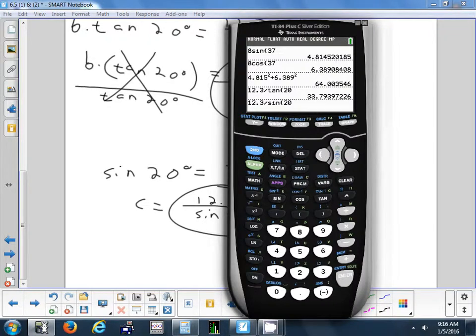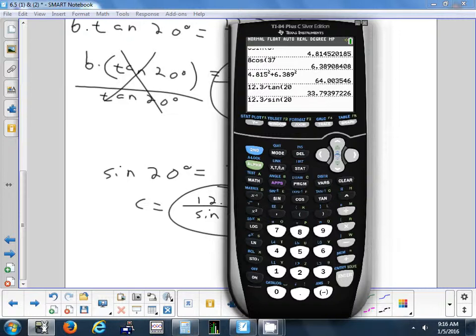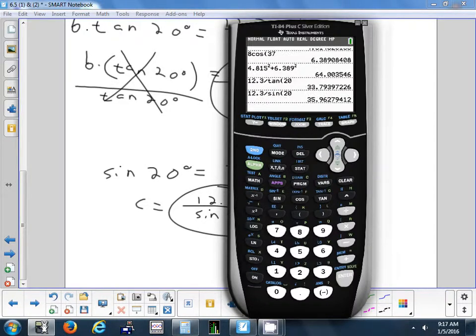All right, let's see what we get there. Hey, if you have something and you just want to type it in quickly, the last thing you typed, you can just press second and then enter, and it'll bring that up. Okay, so 35.963.